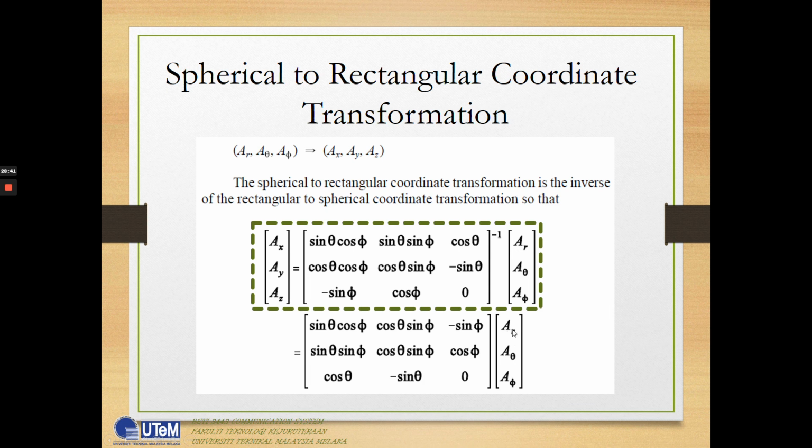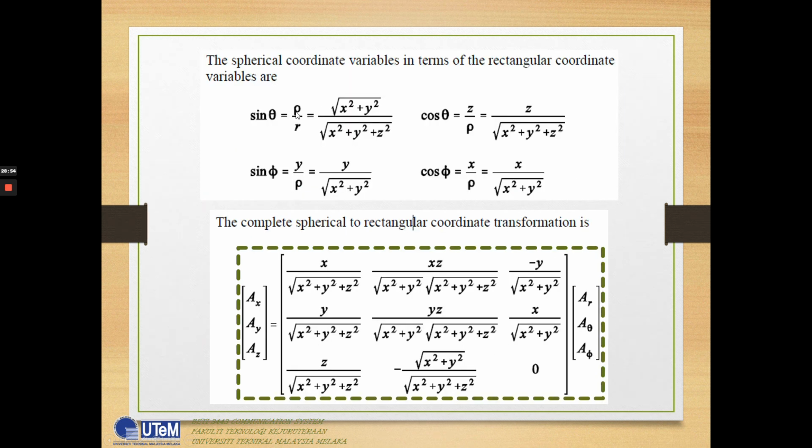So by doing this, we find out x, y and z by multiplying AR, A theta and A phi with these elements. And similarly, we know that if it's x, y and z, we cannot have phi, theta, r elements. So by changing sin theta, sin phi, cos theta and cos phi, we need to replace these, and then we're going to get our rectangular coordinate system.